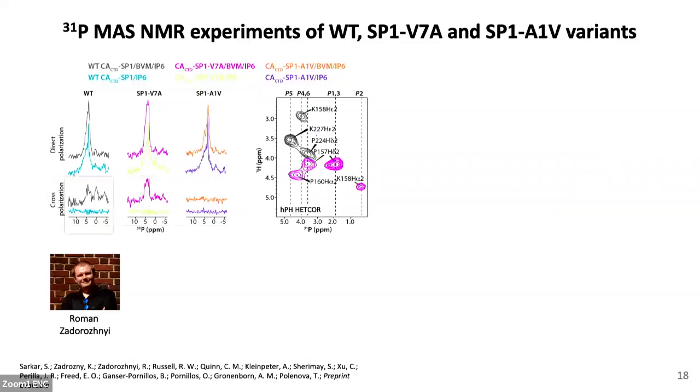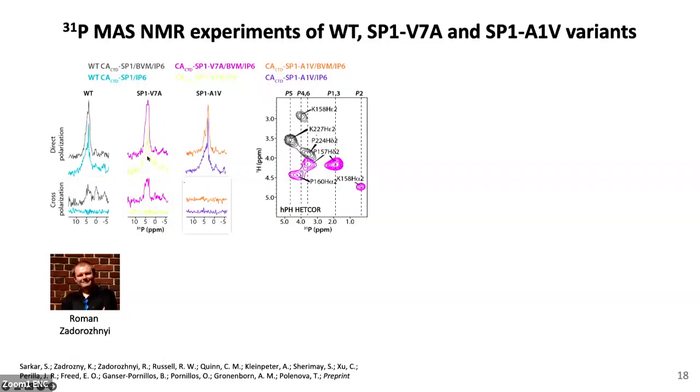So what's going on in the wild type? Let's see that first. In wild type, in presence of BVM, we see phosphorus signal from IP6. But in absence of BVM, in this blue spectrum, we don't see any signal because IP6 is not rigidly bound and it's dynamic. We observe the same for the V7A mutant, but for the A1V mutant, we see no signal of phosphorus from the IP6, either in presence or absence of BVM.